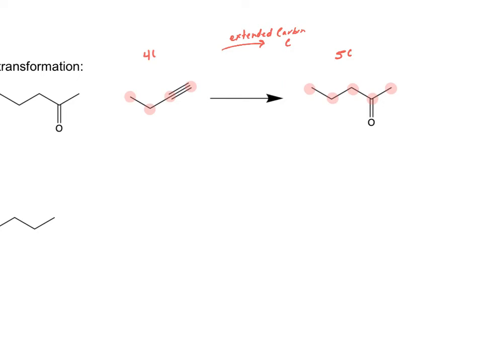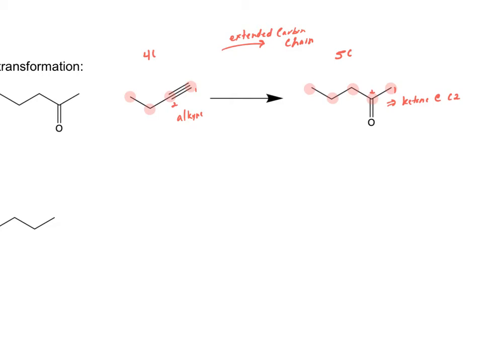We've also changed the functional group, right? So in our reactant, if we go 1, 2 here, we had an alkyne between carbons 1 and 2. If we go 1, 2, we now have a ketone at carbon 2, pardon me. So we don't necessarily change the location, but we do change the identity of the functional group. We go from an alkyne to a ketone.